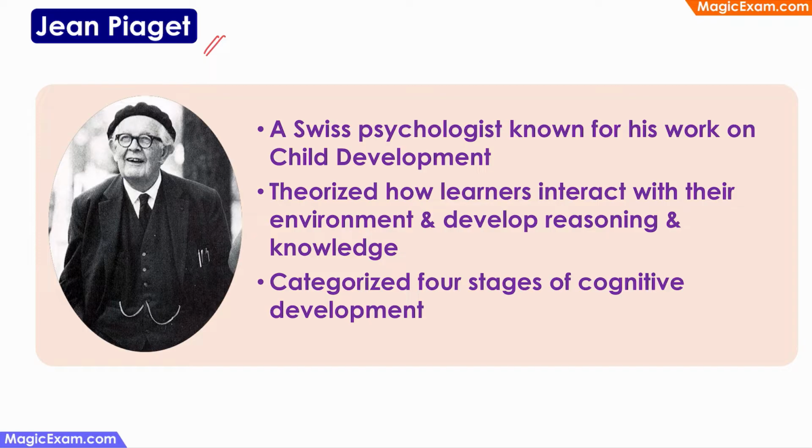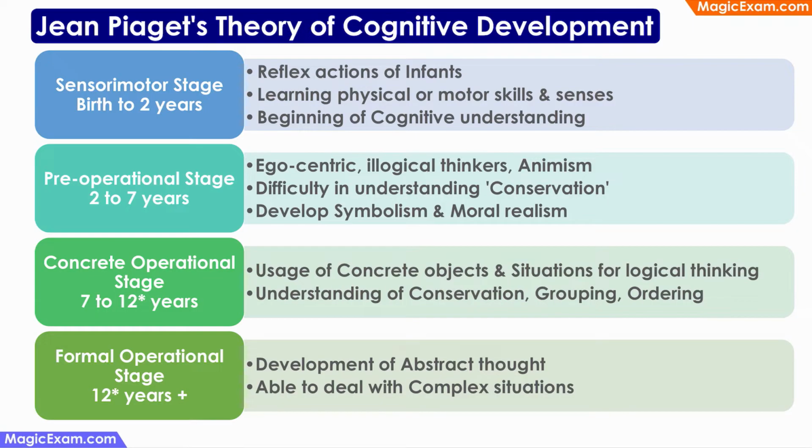He theorized how learners interact with their environment and develop reasoning and knowledge. As per his theory, cognitive development is categorized into 4 distinct stages. In Jean Piaget's theory of cognitive development, the 4 stages are sensorimotor stage, pre-operational, concrete operational and formal operational stages.